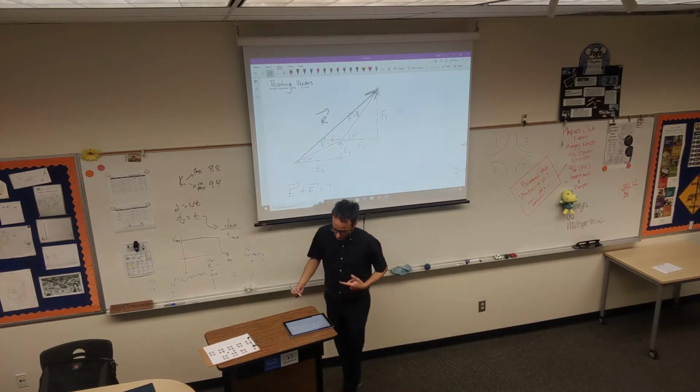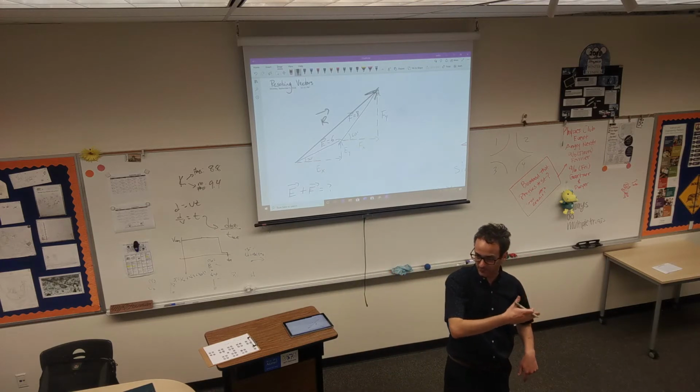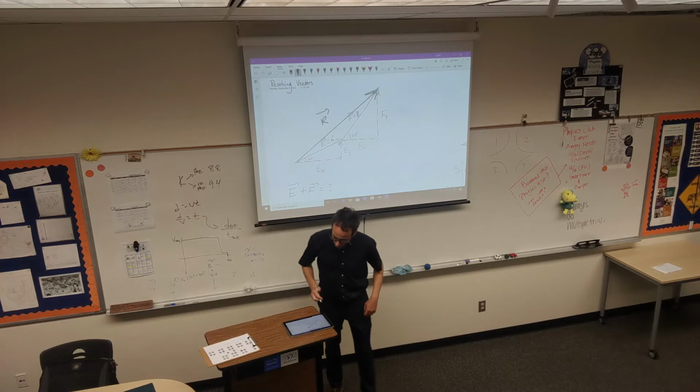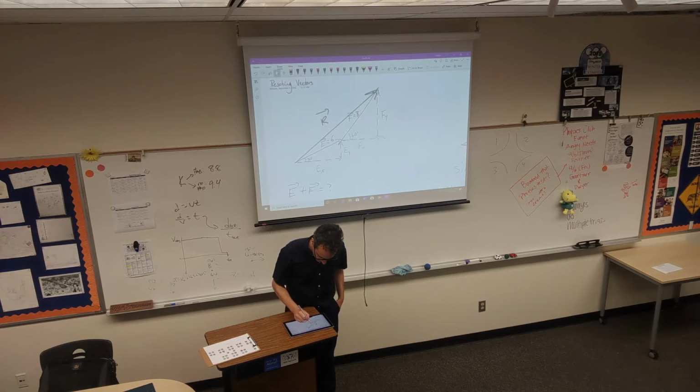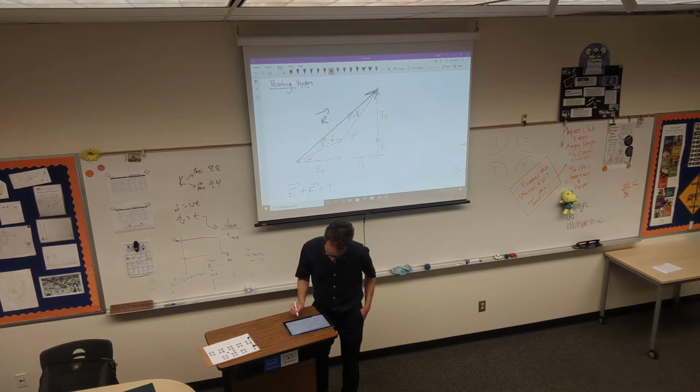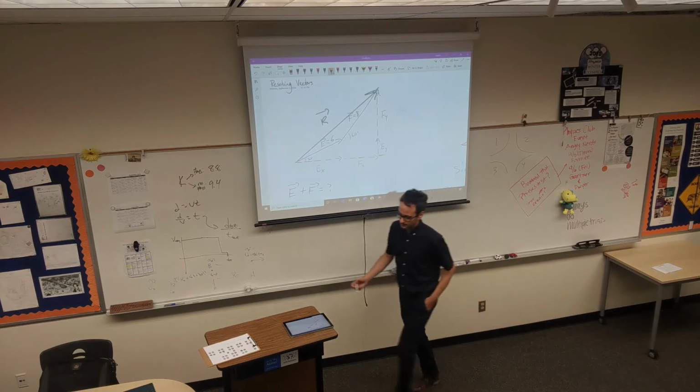So the reason this works is because as long as a vector has the same amount and is pointing in the same direction, it is the same vector. Okay? So all I'm going to do is move vector Ey and Fx. So I'll move that. Can you see the triangle? Yes.